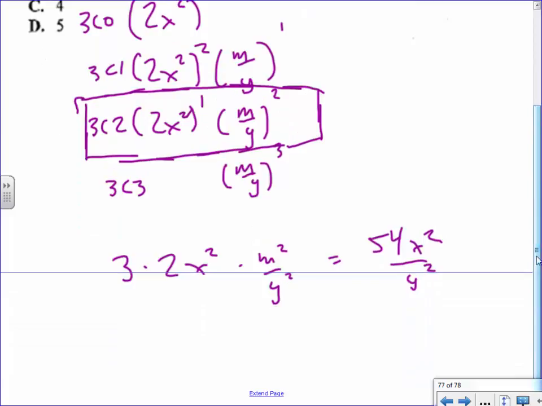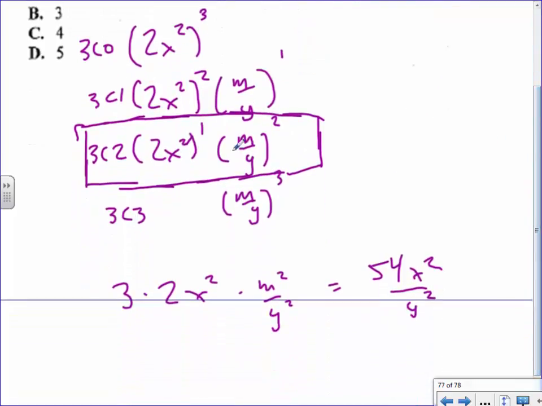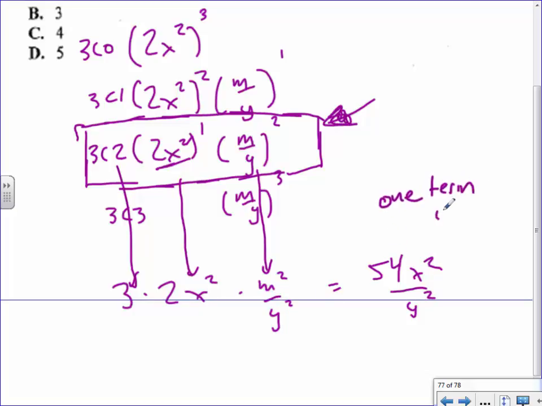Good question. Because it told me that this thing was going to be equal to 54x squared over y squared. So what I've done here, maybe I'm skipping too fast here. If you guys agree with me that this is the one we're looking for, what I did right here is I said, well, 3 choose 2 is 3. 2x squared to the 1 is 2x squared. And m over y squared is m squared over y squared. But in the top of the question, it said one of the terms is 54x squared over y squared.